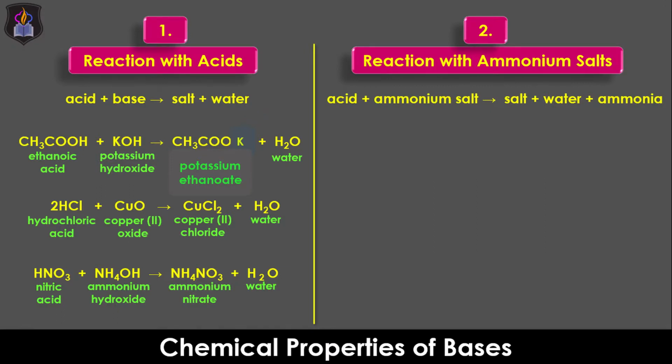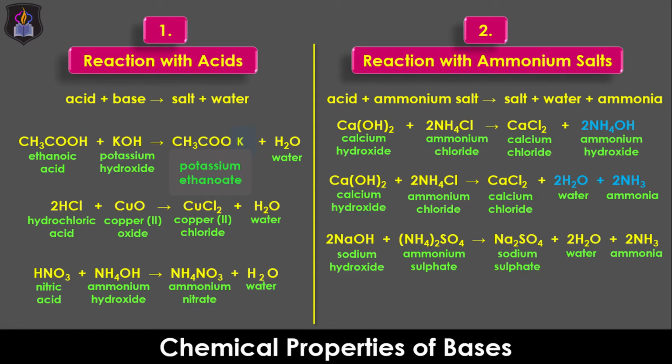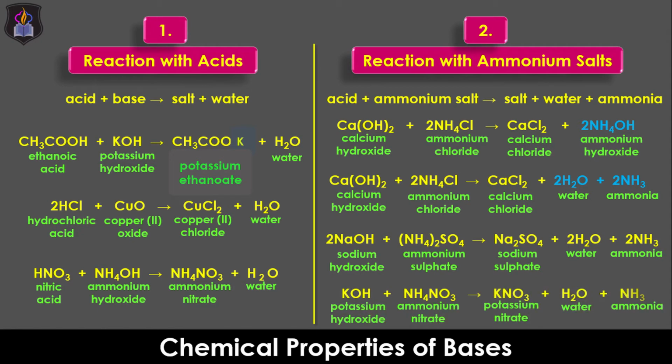Examples of such reactions are the reaction of calcium hydroxide and ammonium chloride to produce calcium chloride, ammonia, and water. This reaction is commonly applied in the laboratory preparation of ammonia gas. Also, sodium hydroxide can react with ammonium sulfate to form sodium sulfate, ammonia, and water. Likewise, ammonium nitrate reacts with potassium hydroxide to form potassium nitrate, ammonia, and water.